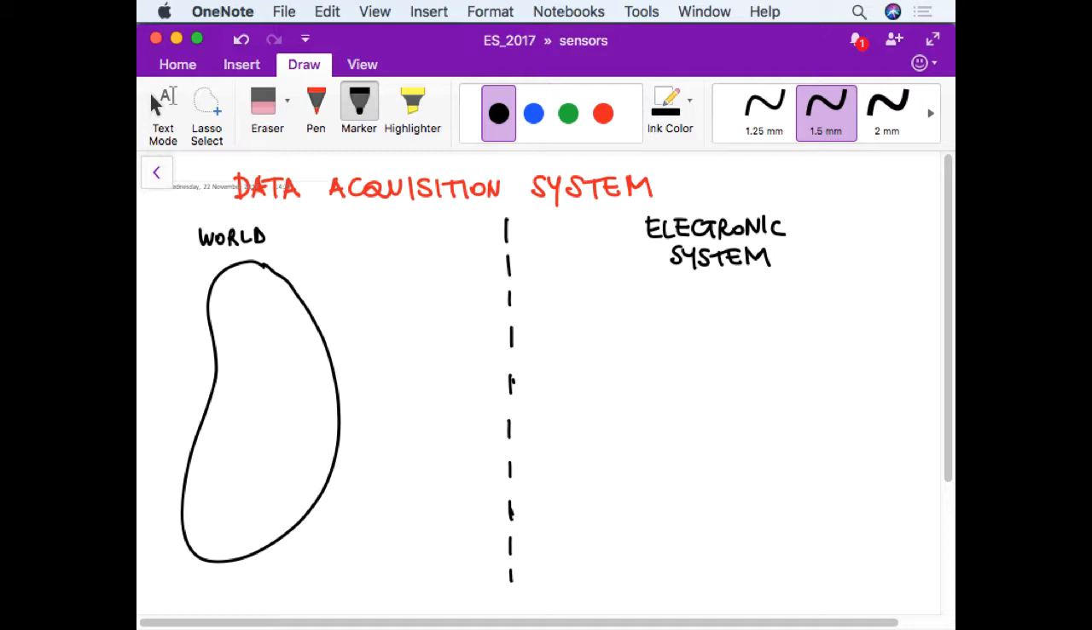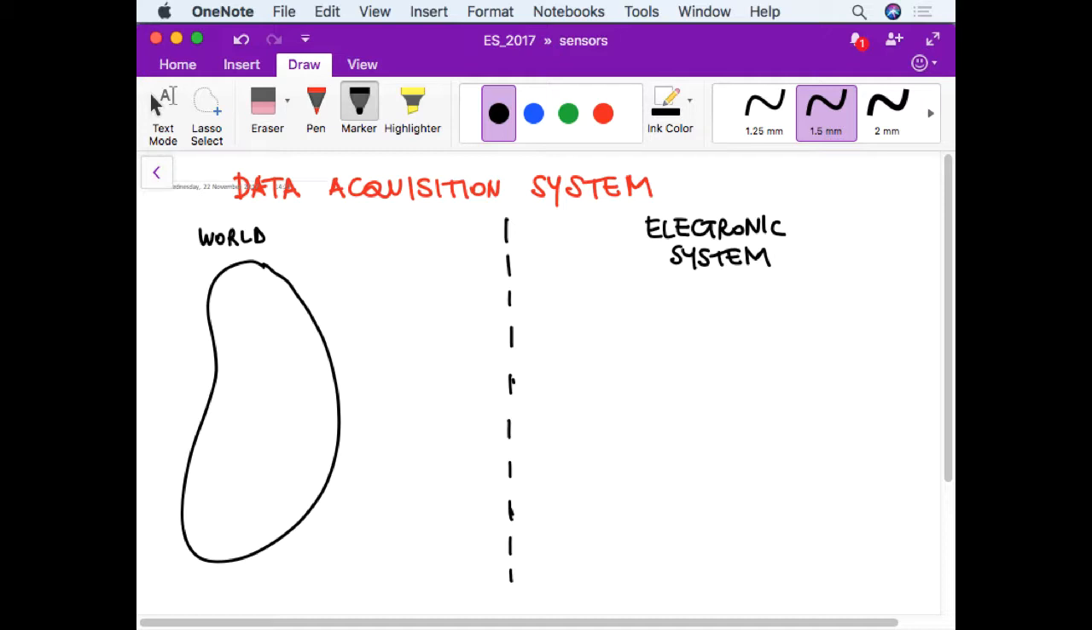The world, in generic terms, if we're talking about an environmental data acquisition system, can be an environment. If it's an on-body data acquisition system, the world can be, let's say, our own body. It really depends on the context.